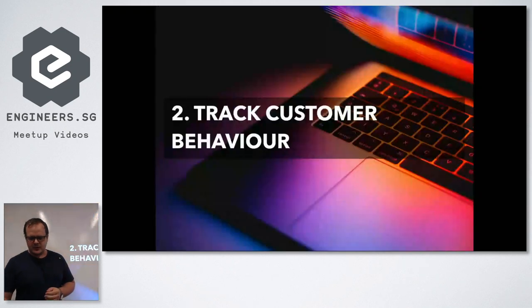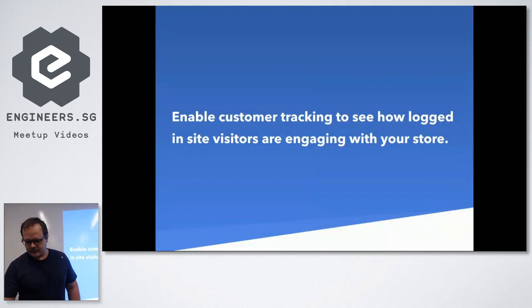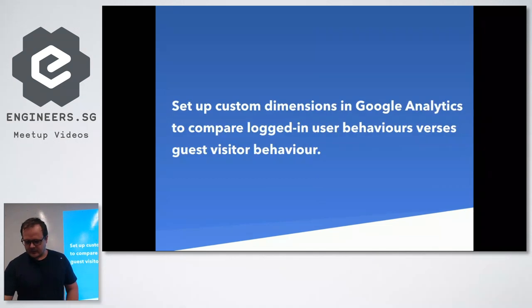So the first one is tracking your customer behavior. One of the best ways to optimize your WooCommerce sales funnel and to target customers at all stages of the buying process is to track your customer behavior on something like Google Analytics or any other analytics package. You can enable visitor customer tracking to see how long logged in users are engaging with your store. You can set up custom dimensions in Google Analytics to compare logged in user behavior versus guest visitor behavior as well.